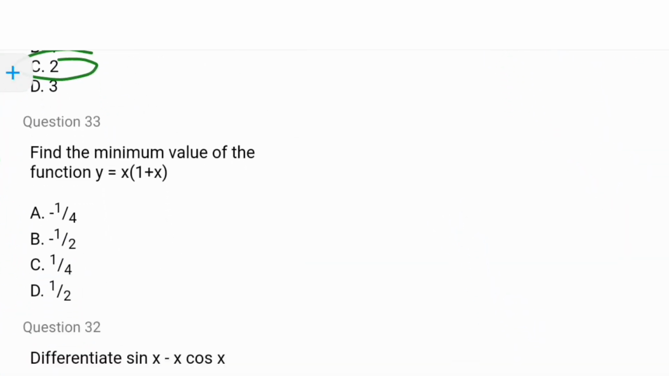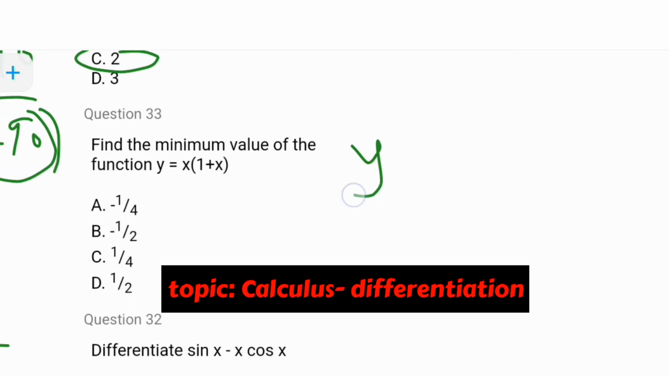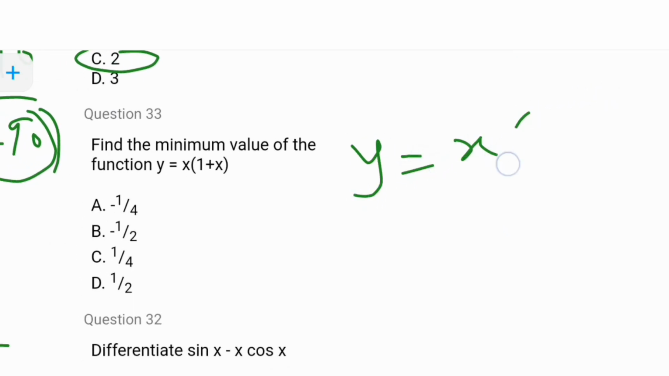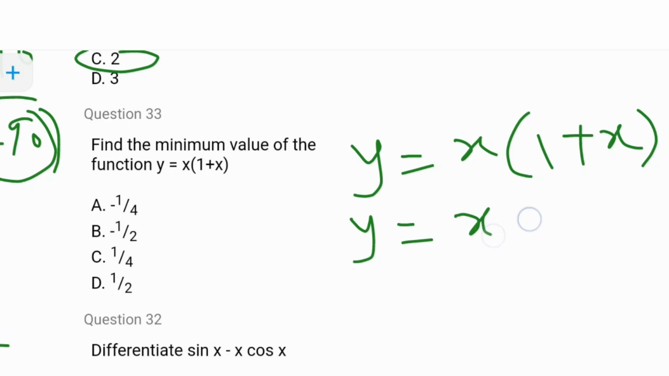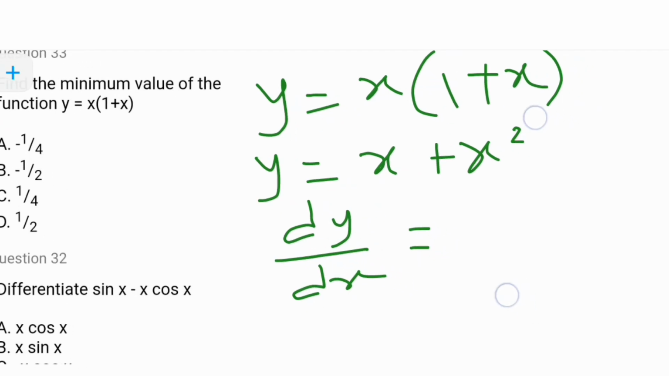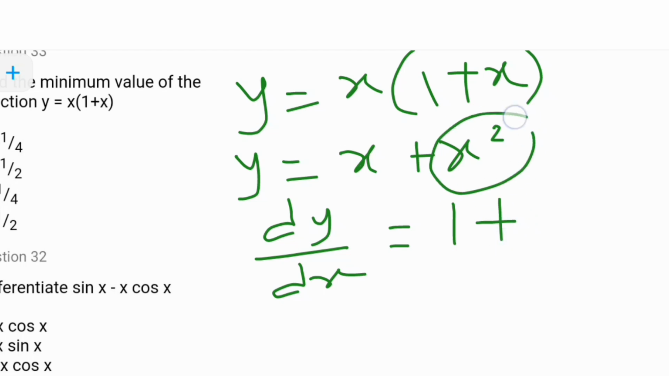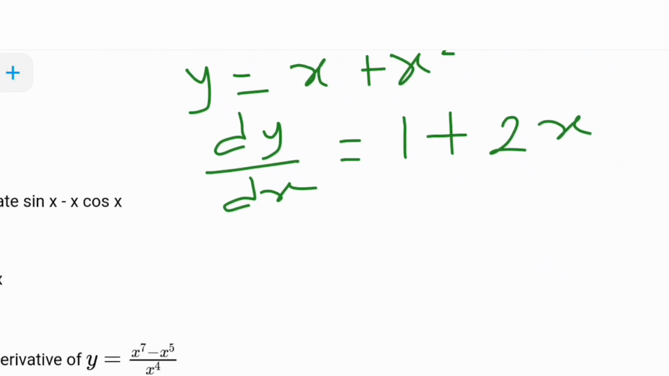Okay. Then this next one, you have to find the minimum value of the function y equals x into 1 plus x. You have to find the minimum value. So just expand the bracket first. That will give you x plus x squared. Then from here you can differentiate. So you have dy over dx. If you differentiate ordinary x, you're going to get 1. Differentiate x squared, you're going to get 2x.